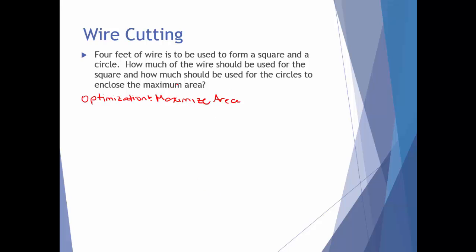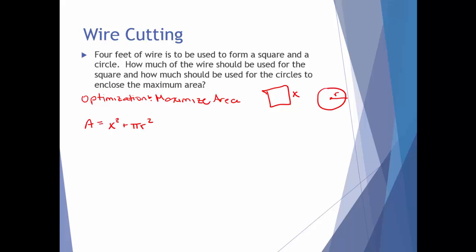Now in this case though, we need to take into consideration both the area of the square and the area of a circle. So if we say our square has dimensions x all the way around, and our circle has a radius of r, they are definitely not necessarily going to be the same. So the total area, the area for the square will be x squared, the area for the circle will be pi r squared. So this is what I'm looking to optimize.